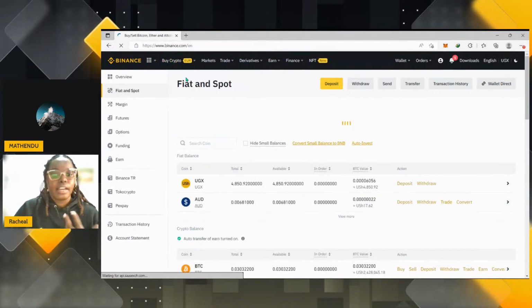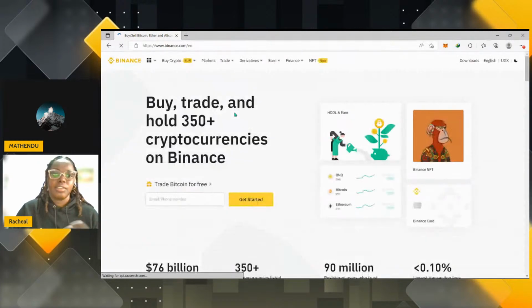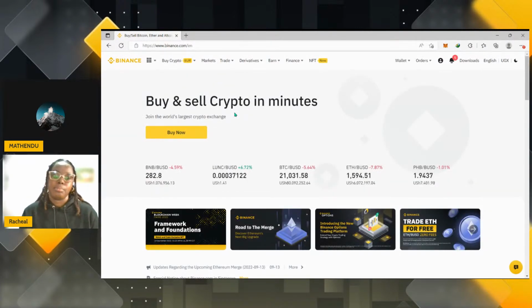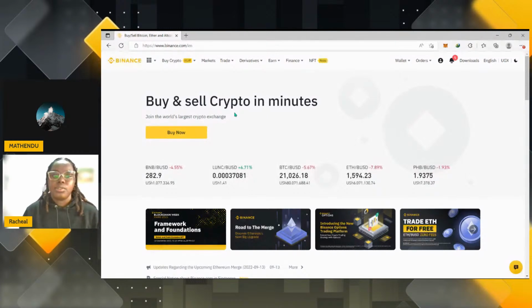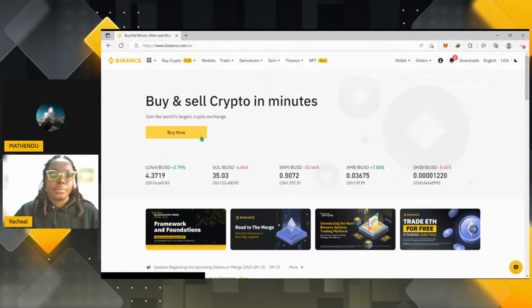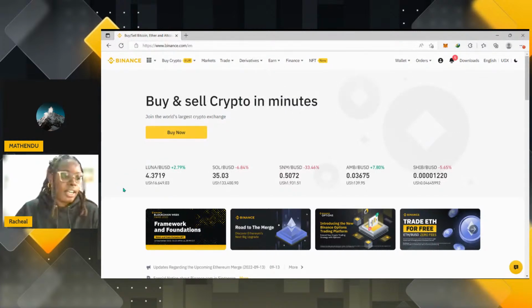After having the money in your spot wallet, you've successfully deposited. You can use the money to buy whatever cryptocurrency you would prefer. You can use it to buy, to trade, to participate in Binance products and all the other things.